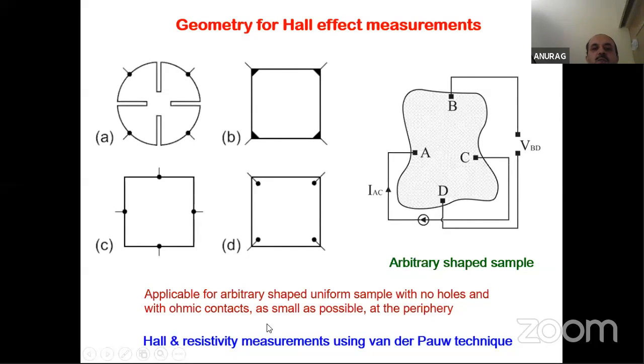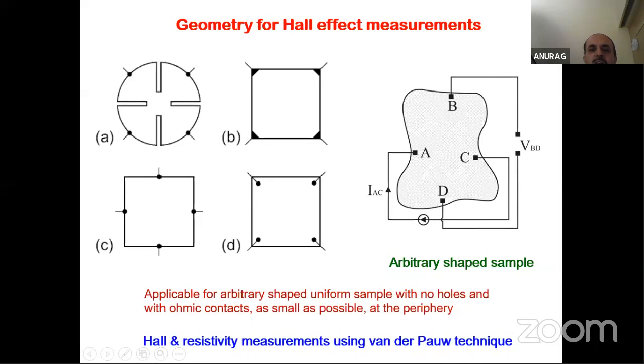So what we do is we have different kinds of geometries. There are other geometries for Hall effect measurements. All these kinds of geometries are possible, but in many cases it becomes difficult. So what we do is we take an arbitrary shape sample. This is called the arbitrary shape sample. It is not necessarily like this one, it can be, let us say, a rectangular, irregular piece also, with a little cut at the corner. All those things are taken care of.